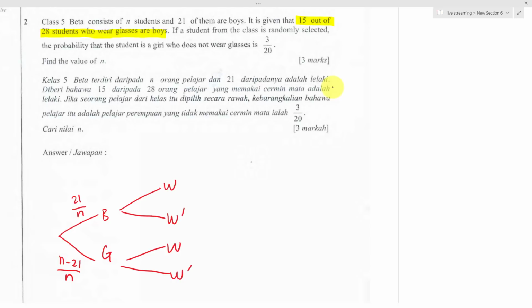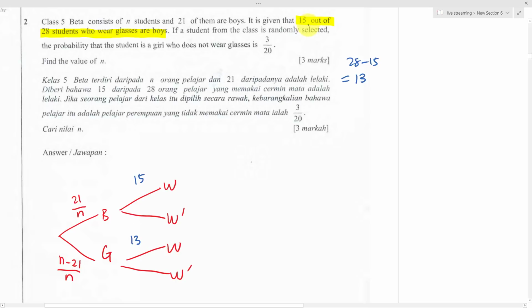So in order to do this, you kind of understand that 15 out of 28 students who wear glasses are boys. So over here, boy, you have the number of boys who wear glasses, which is 15. That means the number of girls who wear glasses will be 28 minus 15, then you get 13. So you have 13 girls who wear glasses.